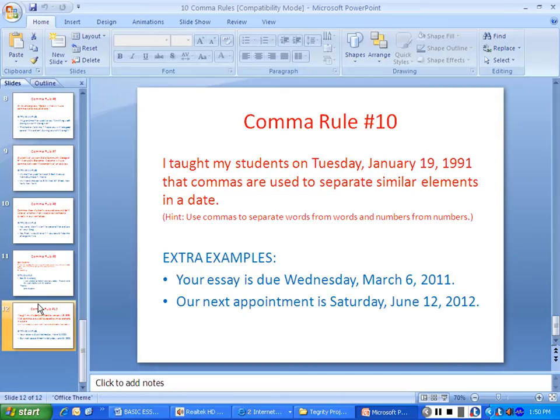Here are some extra examples. Your essay is due Wednesday, March 6th, 2011. Our next appointment is Saturday, June 12th, 2012. I hope this helps. You can go over these rules as many times as you need to. And remember this, if it's not following one of these rules, you might not need a comma.